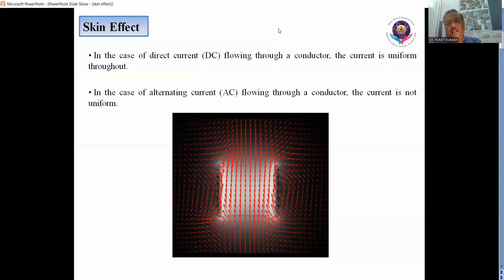For a direct current, the electric current is uniform throughout the conductor, it has been observed. But for an alternating current, the current is not uniform. The electric field pushes away, like you can see it here.